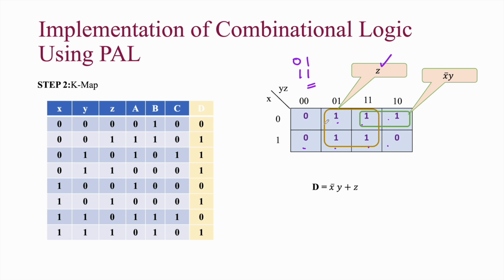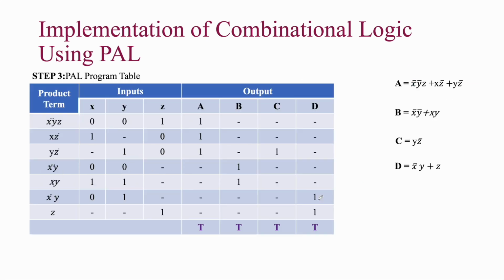When we look into this, x bar is common, therefore x bar. When we look column wise, it is 1 1 1 0 for y and z. So y is common, therefore we are writing y, x bar y. Therefore D is equal to x bar y plus z. Therefore we have written expressions for A, B, C and D. The third step is to create a PAL program table.